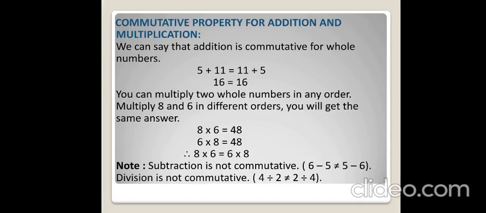See the example for addition. 5 plus 11 is 16. Also, 11 plus 5 is 16. So, commutative property for addition is satisfied. Also, for multiplication, 8 into 6 is 48. Also, 6 into 8 is 48. Commutative property for multiplication is also satisfied. This is the commutative property for addition and multiplication. Children, note, subtraction is not commutative and division is not commutative.